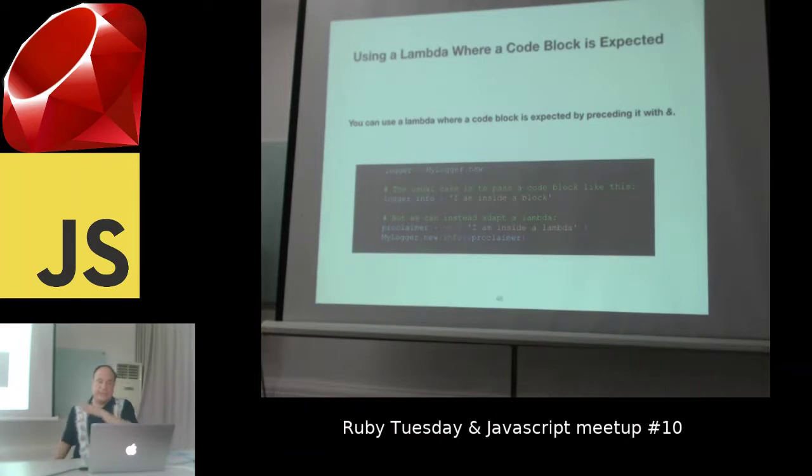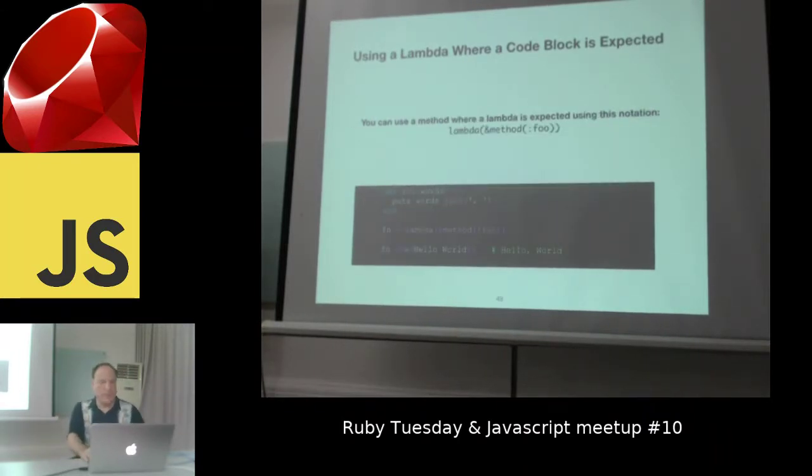Converting from lambdas to blocks to procs, etc. If you have some code that is expecting a code block and you have a lambda that you want to use instead, you could just precede it with an ampersand, and that'll kind of magically turn into a code block. And if you have a method that you want to use where a lambda is expected, you can do this, which I've never had to do.